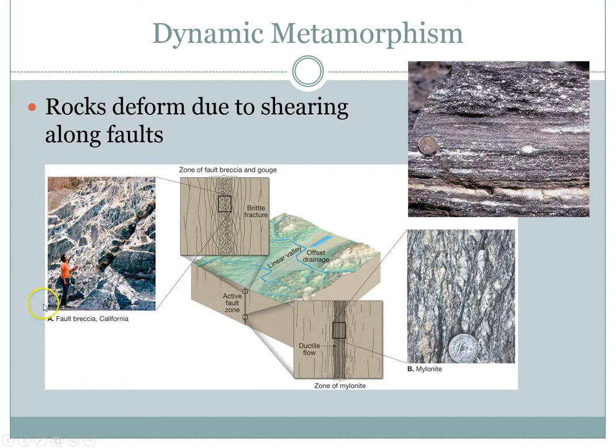So on the left is an example of a fault breccia. This is, I believe, Death Valley. On the right, this is a mylonite. So mylonite is a rock in which large crystals are replaced by smaller ones. So in this case, the crystals actually get smaller, and they look all smeared out.